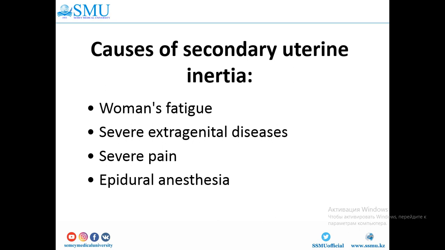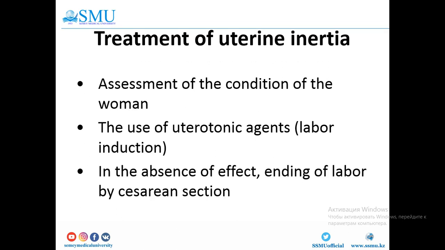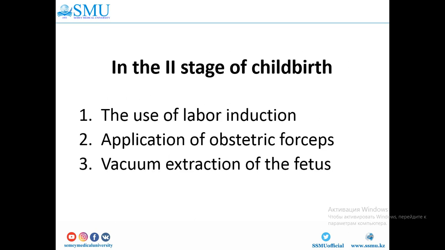Causes of secondary uterine inertia: women's fatigue, severe extragenital diseases, severe pain, epidural anesthesia. Clinic of uterine inertia: extension of the second stage of labor, prolonged standing of the presenting part in one plane, hypoxia of the fetus and its death. Treatment of the uterine inertia: assessment of the condition of the woman, the use of uterotonic agents, labor induction. In the absence of effect, ending of labor by cesarean section. In the second stage of childbirth, the use of labor induction, application of obstetric forceps, vacuum extraction of the fetus.